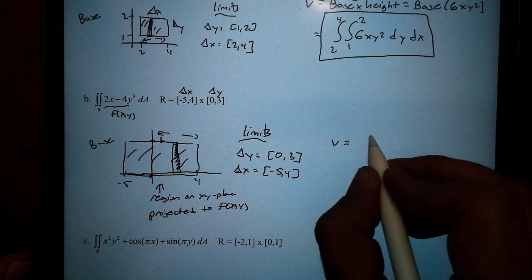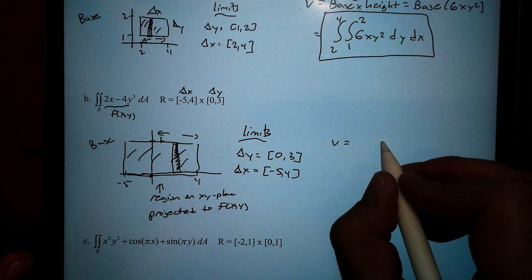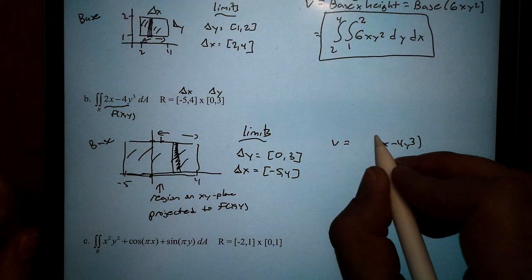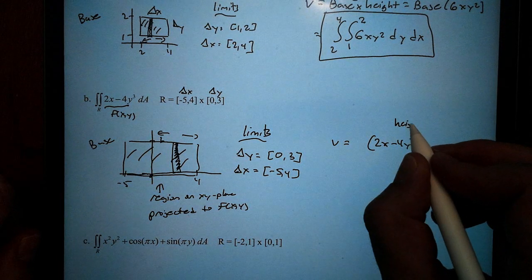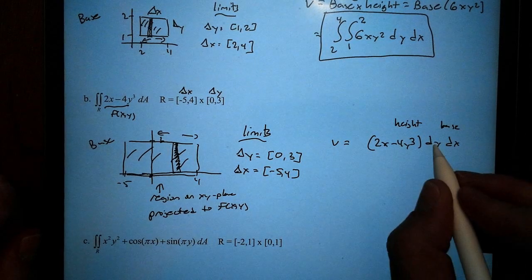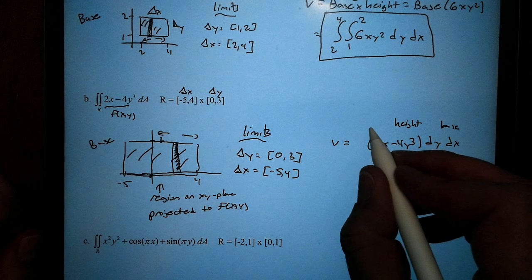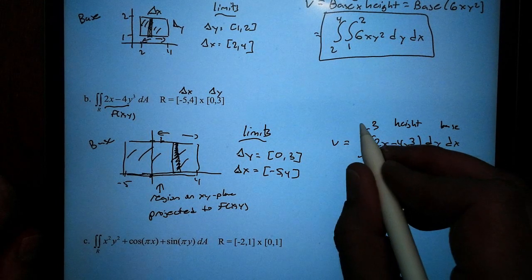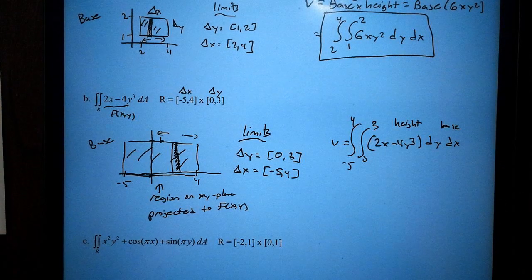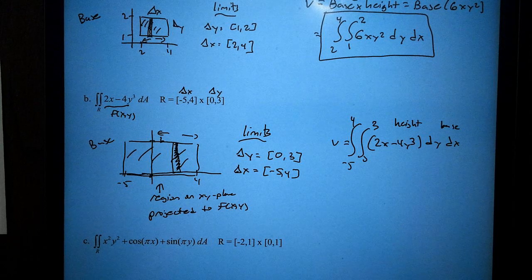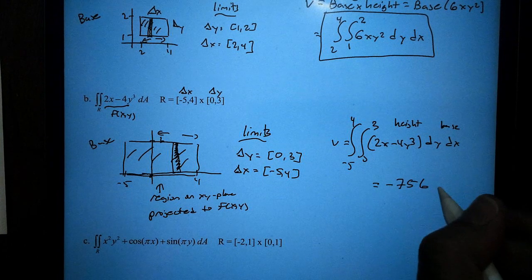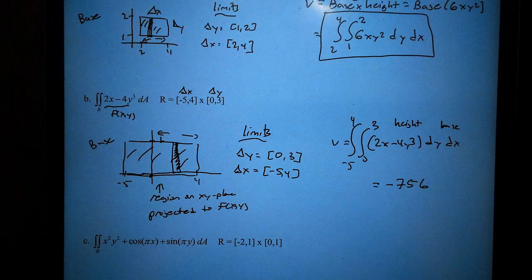So I can now write my volume equation as my base times the height. Well, my height is this function, 2x minus 4y cubed. There's my height. And here's my base, dy dx. Now remember, I'm doing dy first because I chose to do a vertical rectangle. And that goes from 0 to 3 for the y's, and I integrate again from -5 to 4. And you could type this in on your calculator, and if you did this double integral, you would get -756. All right, go on to video number 2, we'll take a look at a few more examples.